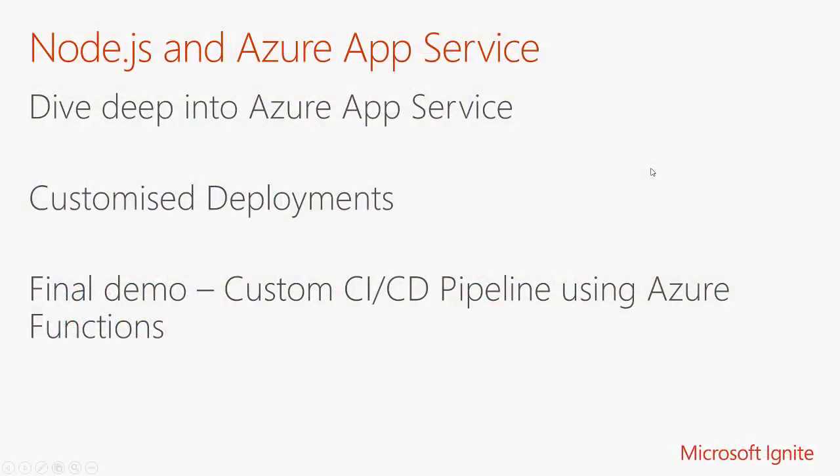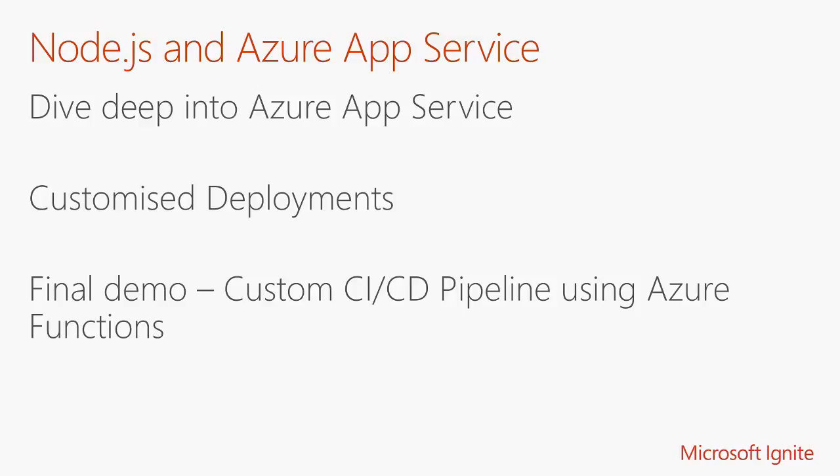So, Node.js and App Service. We're going to have a bit of a deep dive into Azure App Service, specifically web apps, and how to run your Node.js code on that very effectively and very efficiently. A big thing I love is going to be custom deployments. Just going to look at how we can use custom deployments inside of Azure App Service to customize that deployment and use additional task runners like gulp and grunt.